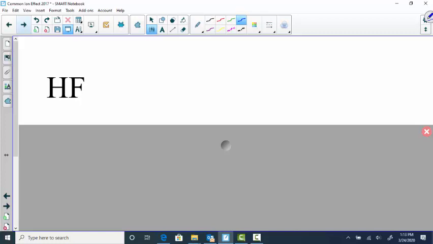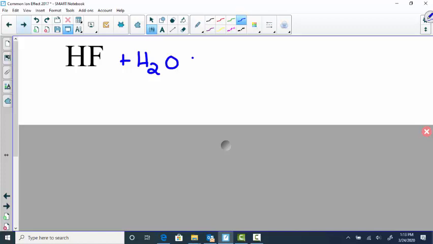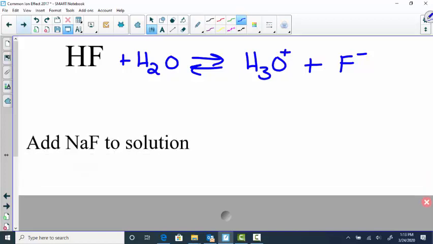Let's say I have the compound HF, a nice little weak acid, and I put HF into water. Since it's a weak acid, it's going to go into equilibrium, so write the products of that. You would get H3O plus and F minus. Now, let's say I add to this solution a sodium fluoride solution. So I'm going to add sodium fluoride to that solution.